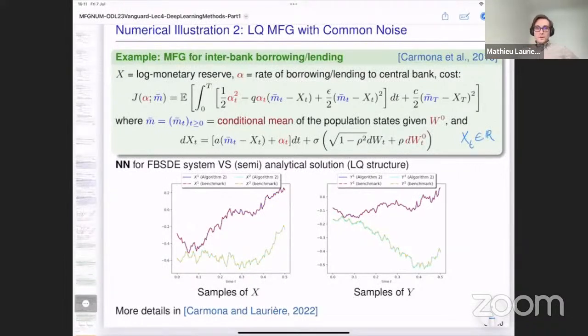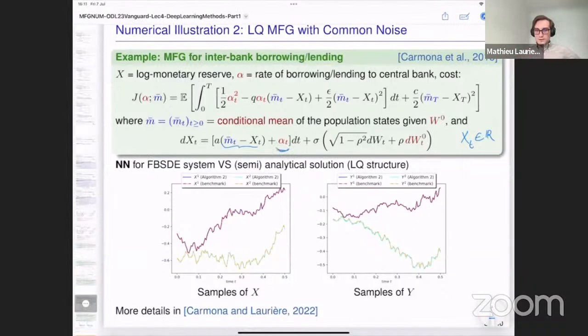Now, how does X evolve? In this model, you can check the paper for more explanations. You have a mean reverting term, which is interpreted as the interactions between one bank and the other banks. So if you are above the mean, you are going to lend money to other people, and if you are below the mean, you are going to borrow money.